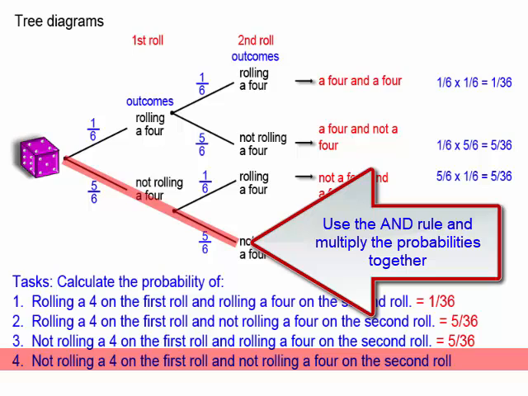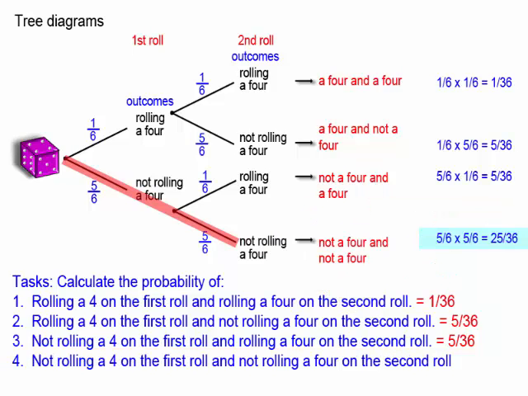And our final task is to calculate the probability of not rolling a 4 in the first roll and not rolling a 4 in the second roll. And this gives us a probability of 5 over 6 being multiplied by 5 over 6, which is equal to 25 over 36. So the probability of not rolling a 4 in the first roll and not rolling a 4 in the second roll is 25 over 36.